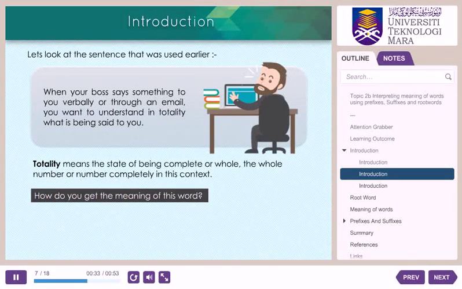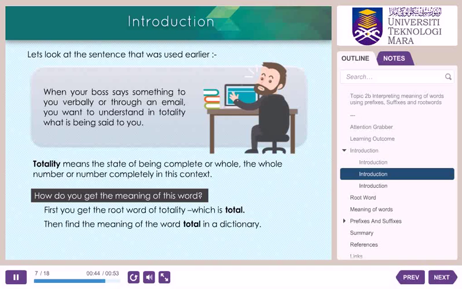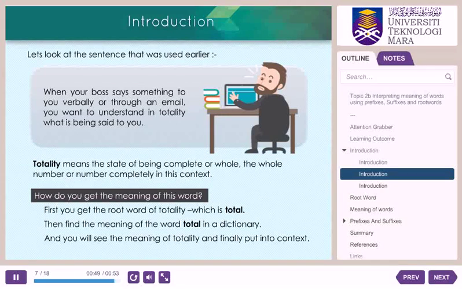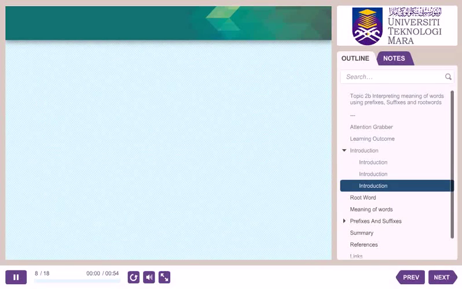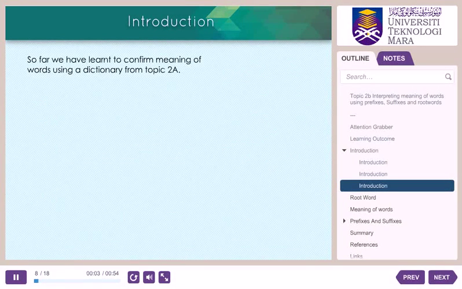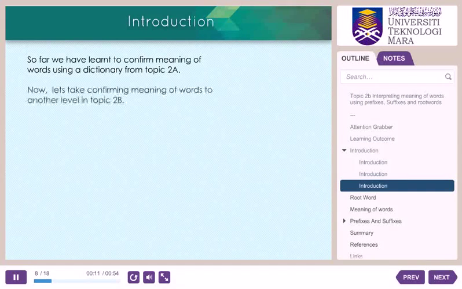How do you get the meaning of this word? First, you get the root word of totality, which is total. Then find the meaning of the word total in a dictionary, and you will see the meaning of totality and finally put into context. So far, you have learned to confirm meaning of words using a dictionary from topic 2a. Now, let's take confirming meaning of words to another level in topic 2b.